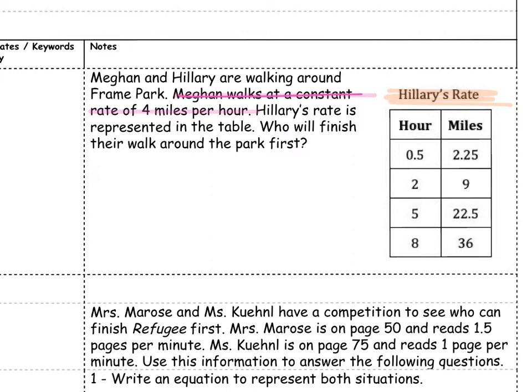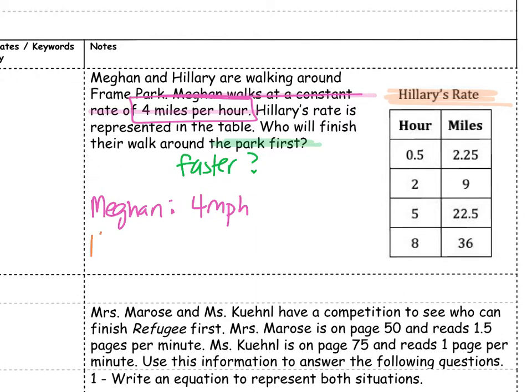If we're going to finish our walk first, that means we're looking for who is faster. That's the information we need to figure out. To do so, we're going to compare our rates. Remember, rate is how quickly something's happening. Megan provides her rate straight to us. Her rate is 4 miles per hour. But when it comes to Hillary, we have to do a little bit of math.